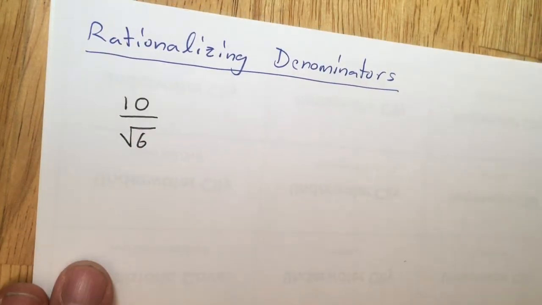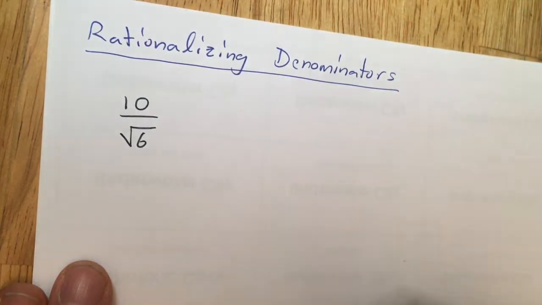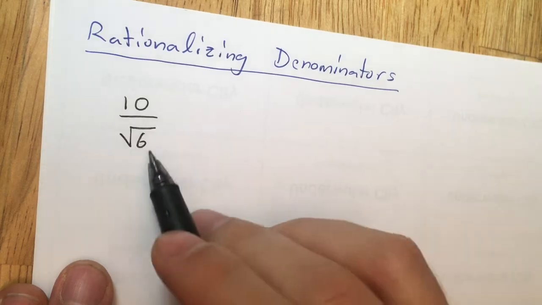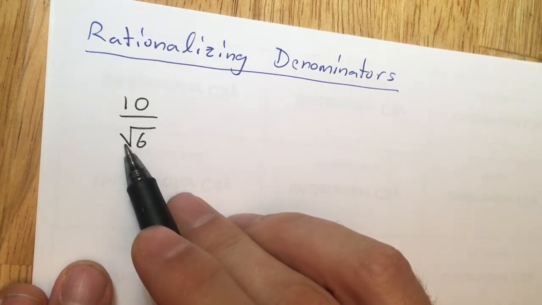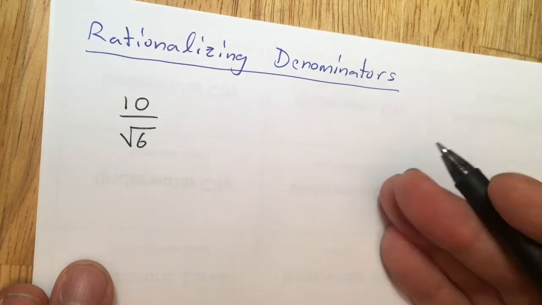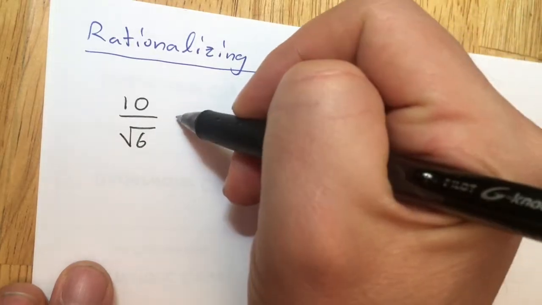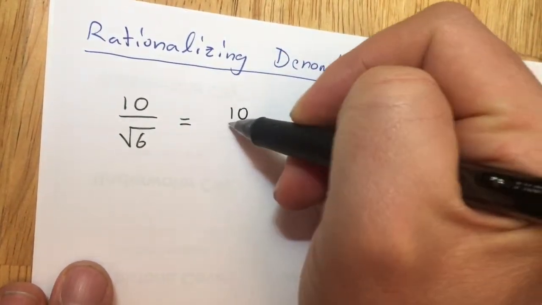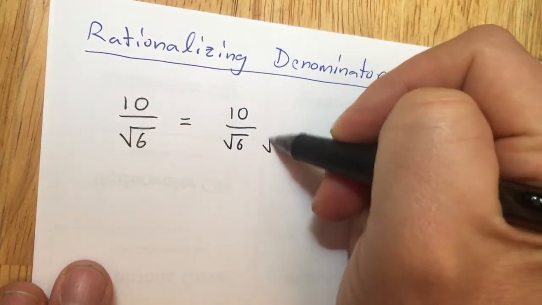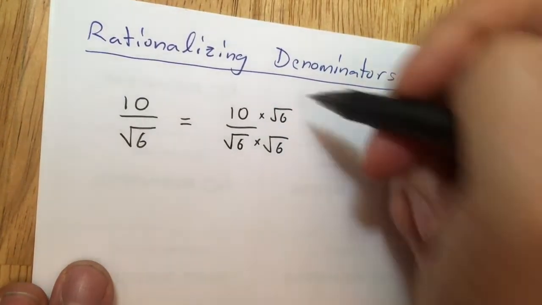One thing I know that I can do with fractions is that I'm always allowed to multiply the numerator and denominator by any non-zero number I want. Now, if I want to get rid of the radical here, I can just multiply by square root of 6, because root 6 times root 6 is just 6. So that's what I'm going to do. I'm going to take this fraction, and I'm going to multiply the numerator and denominator by root 6.